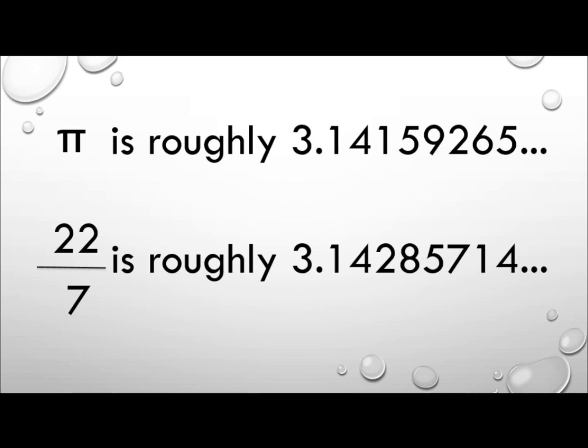So if you're going to do calculations up to 3 significant figures, it is perfectly okay for you to use 22/7 as a substitute for pi. But if you need your answer to be more accurate than 3 significant figures, you cannot use 22/7 as a substitute for pi.